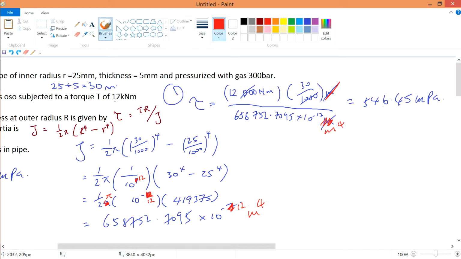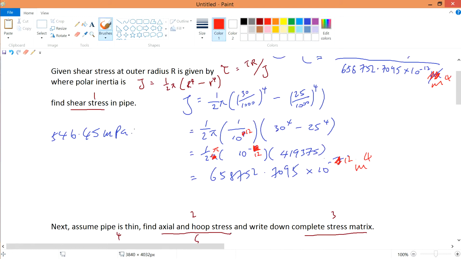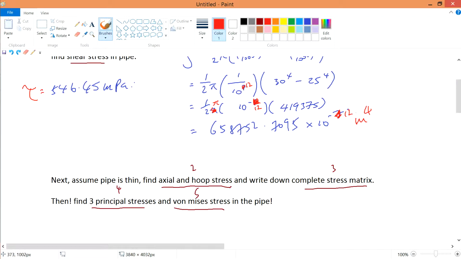But still, the numbers, I keep on calculating, and I don't know why I still get back this one. I don't know. Seriously, I leave you to think about it. Therefore, we have our shear stress as 546.45 MPa.